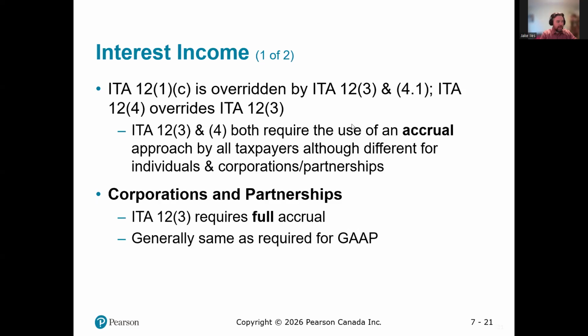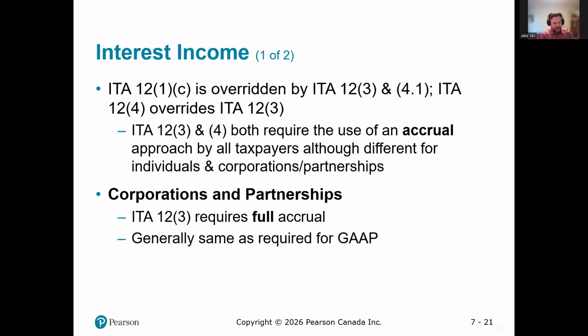So interest income. The Tax Act Section 12 requires the use of an accrual approach by all taxpayers, although it is different for individuals and corporations or partnerships. Corporations and partnerships require full accrual, generally the same as required for GAAP. When it comes to recognizing interest income, corporations are easy. It's the same accrual you do anyway. That's in line with the Tax Act as well.